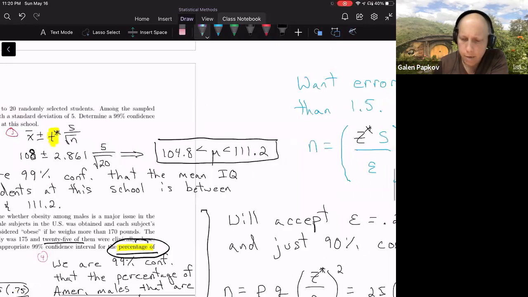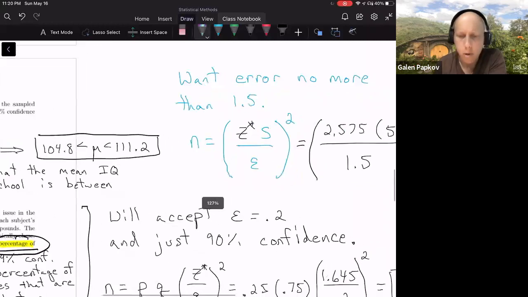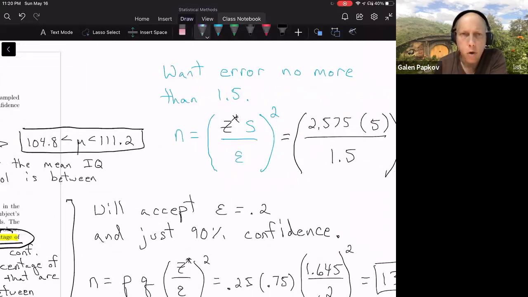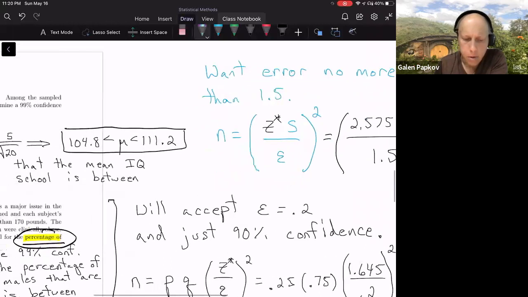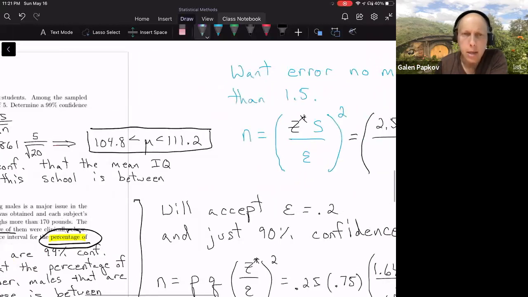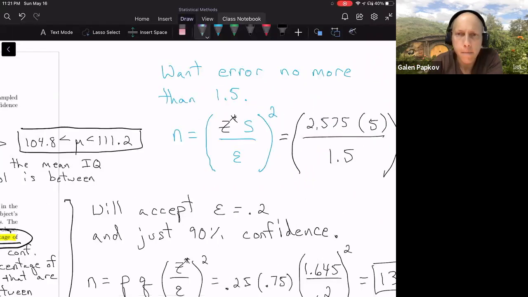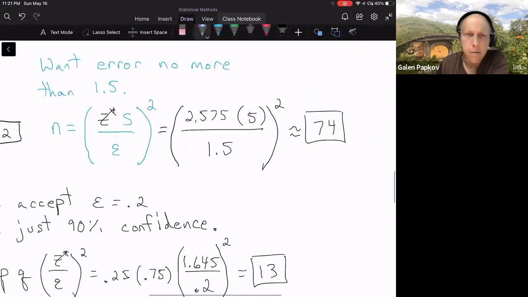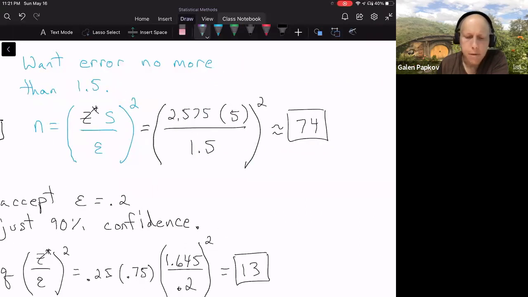It's essentially something that was given or reasoned through. And so if the error should be no more than 1.5, then I'm going to go through the whole process over again. So I am going to use the mean version, which we had calculated before. But remember, for problem 3, we didn't have sigma, we had S. And so I'm going to use S as an estimate for sigma here. And so we have 2.575 for Z star, S is 5, epsilon is 1.5. That's the desired amount of error, no more than that. You plug in, you square, and finally you round up.